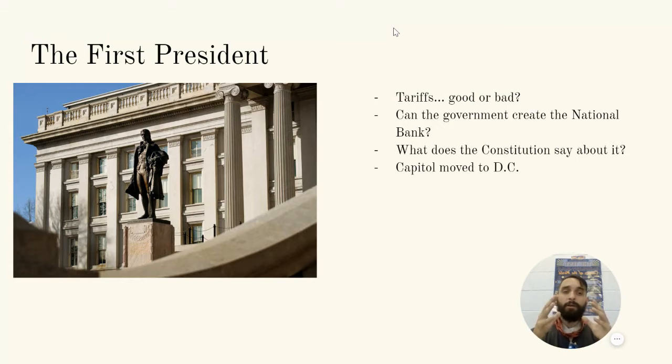So these tariffs were to increase the price of British goods because they were selling them cheaper here in America. If you increase the price of the British goods, all of a sudden they are more expensive than the American goods. So the American citizens will prefer to buy American goods because they're cheaper. Well, they're buying these American goods.